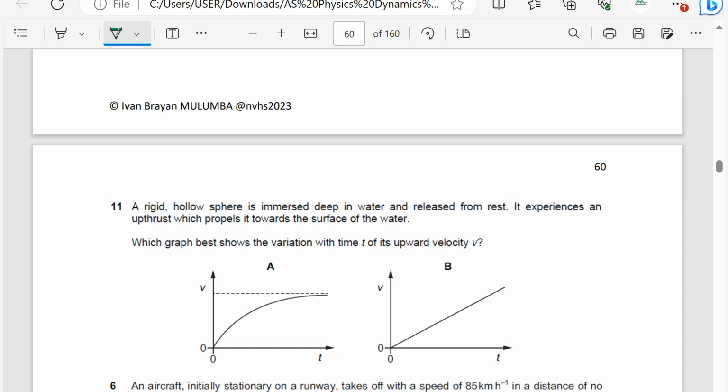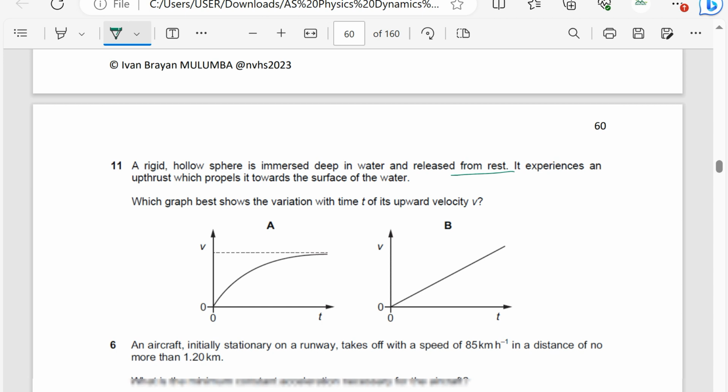A rigid hollow sphere is immersed deep in water and released from rest. It experiences an upthrust, which propels it towards the surface of the water. Which graph best shows the variation with time t of its upward velocity v? A rigid hollow sphere is immersed in deep water and released from rest. That means the initial velocity should be 0. It experiences an upthrust which propels it towards the surface of the water.